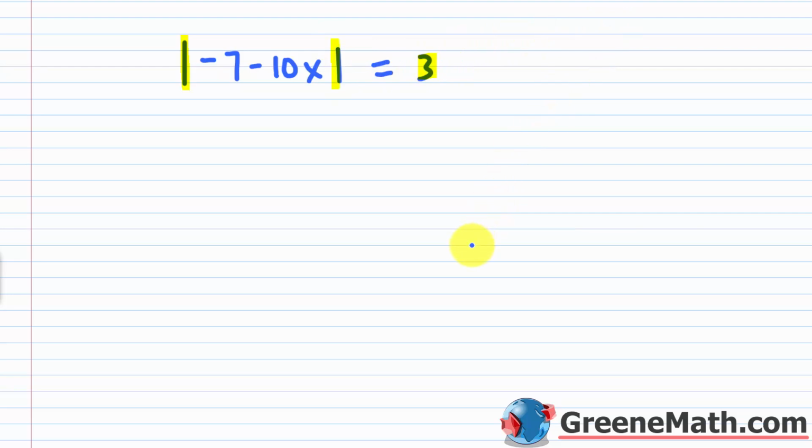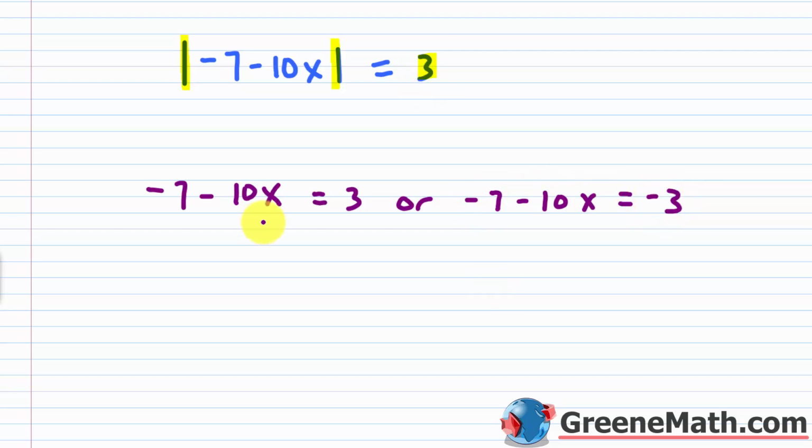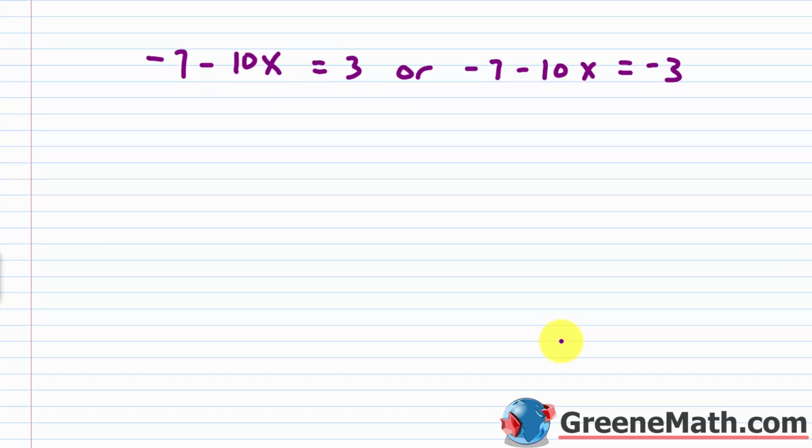So I can set up my compound equation with or. I just take the expression inside, in this case negative 7 minus 10x, and set it equal to 3. Then, or, I take my expression inside, negative 7 minus 10x, and set it equal to the negative of 3, so negative 3. And then I'm just going to solve these two equations, and I'll have my solution.